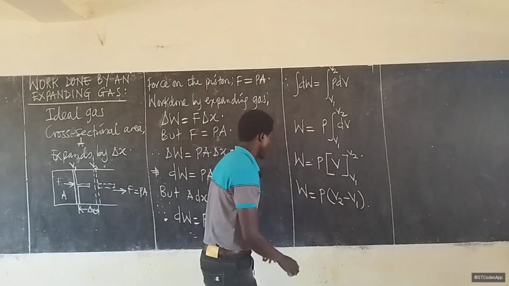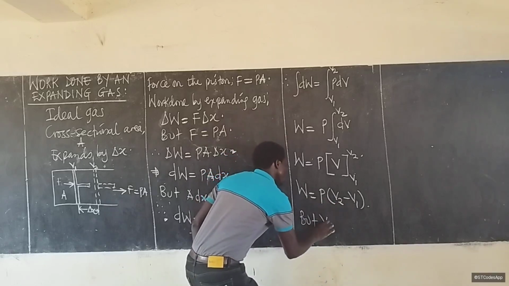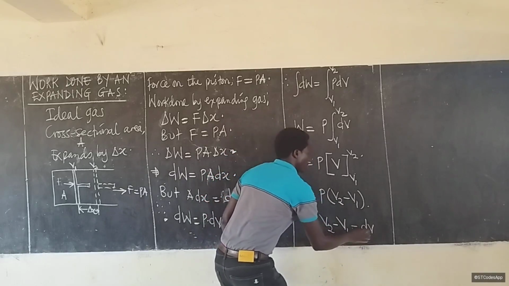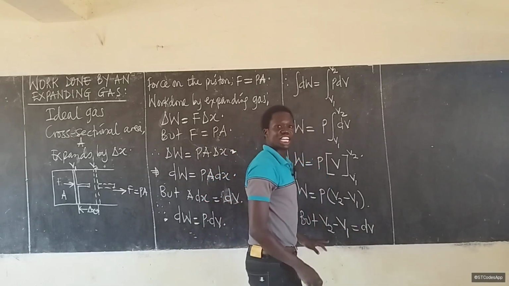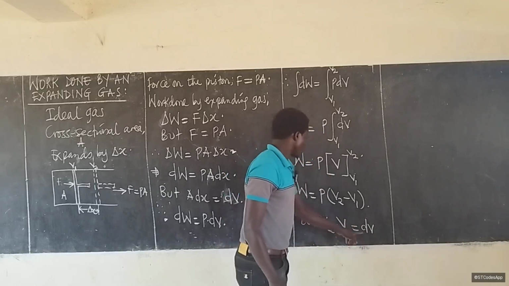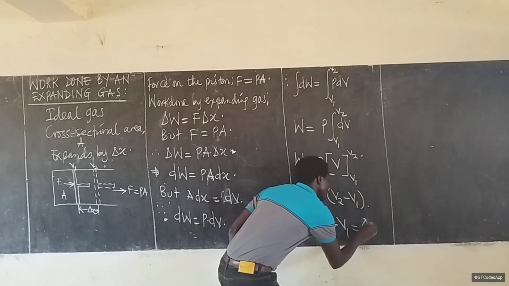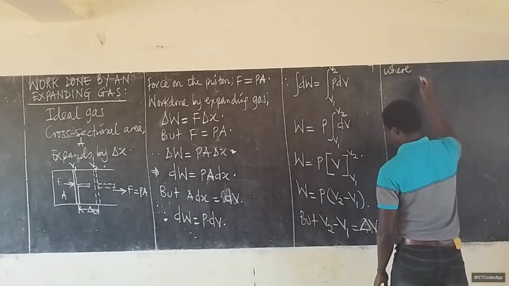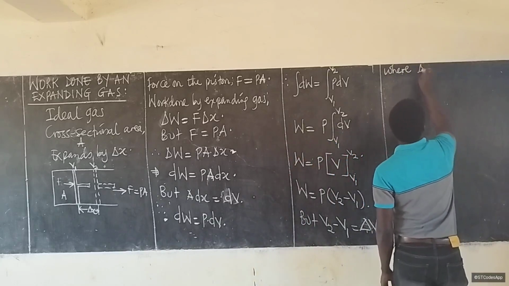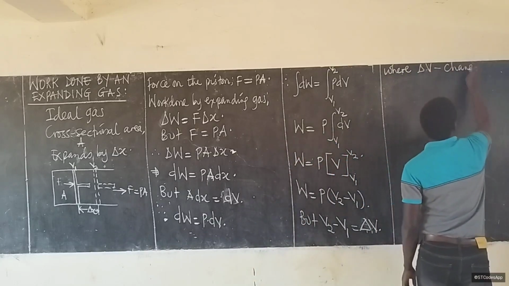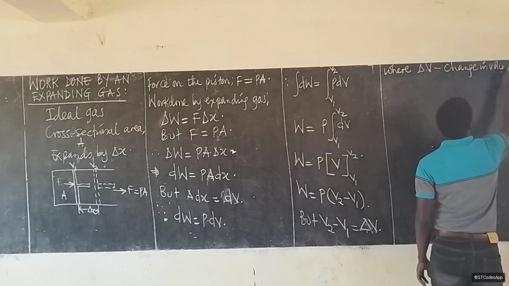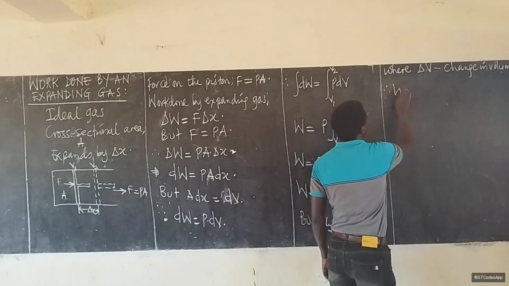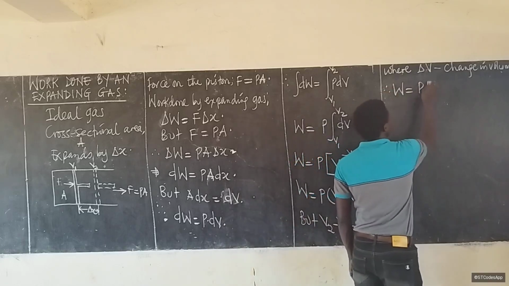But of course, I can modify this, since V2 minus V1 is what we call change in V, which is actually the change in volume. Therefore, work done would be equal to P change in V.